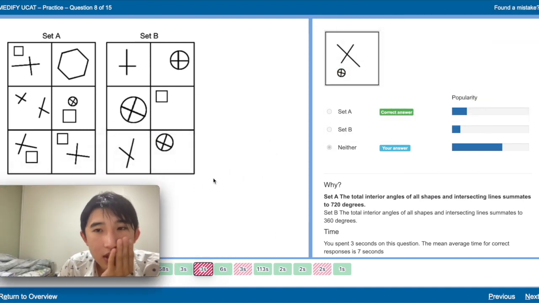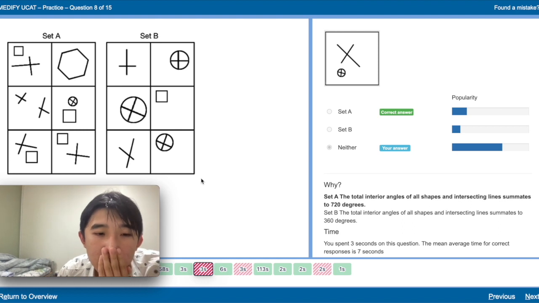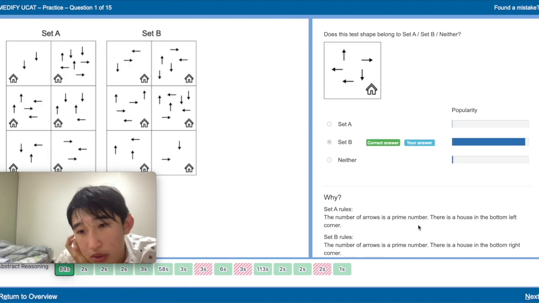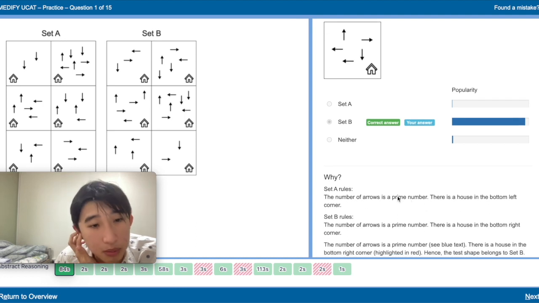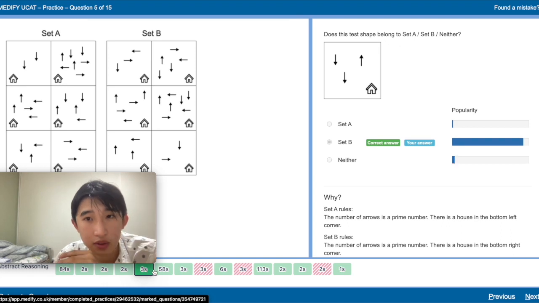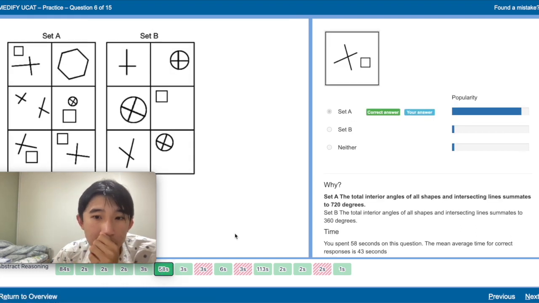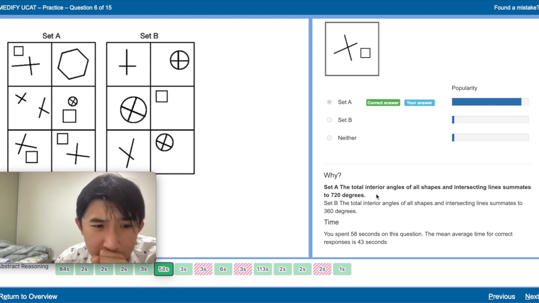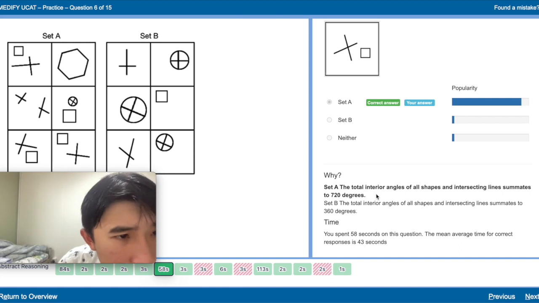Right. So we didn't know this. We knew this one, that took us quite a while though. So yeah, our number of hours, prime number. Yeah, we figured that one out. And obviously the house location. This one we don't know. The total interior angles, all shapes and interior lines sum to 720 degrees. What?